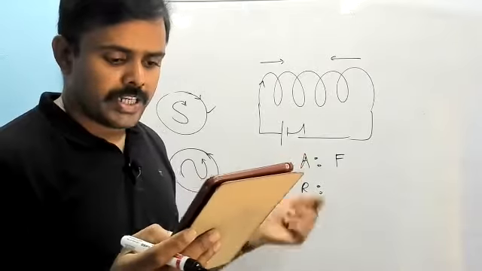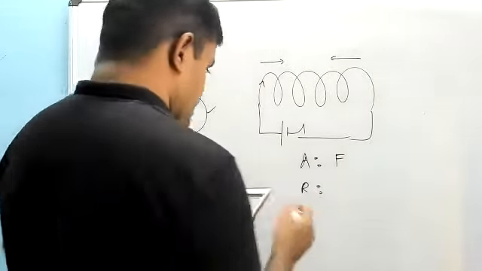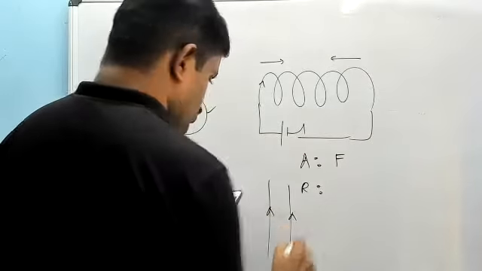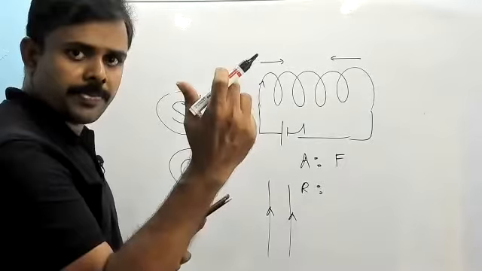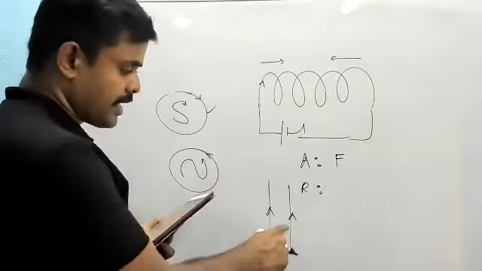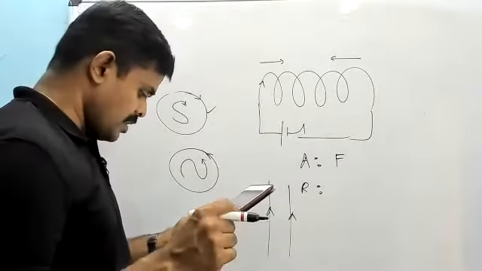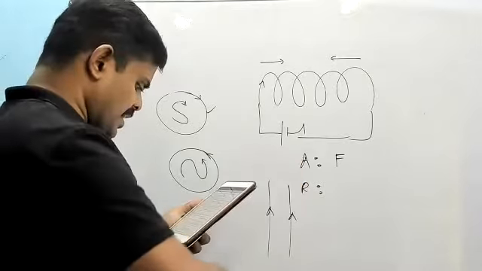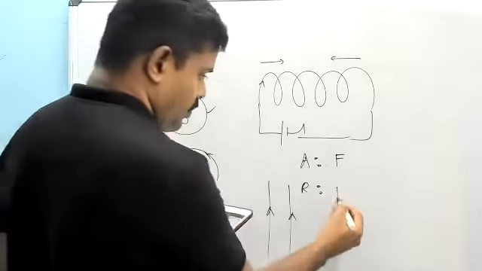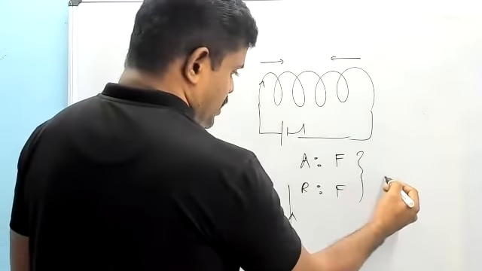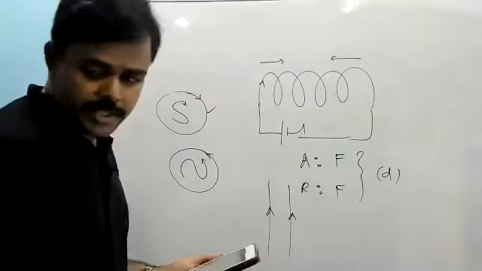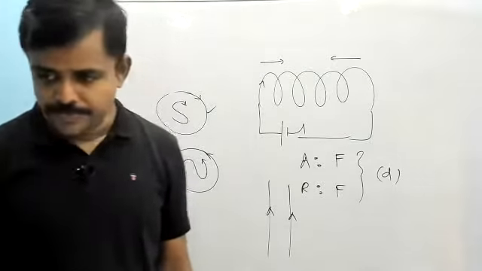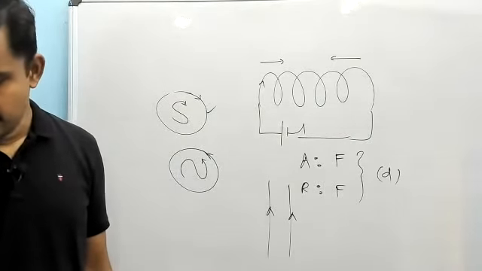Then the reason: two straight parallel wires carrying currents in the same direction. Same direction do what? Like charges repel, like poles repel, but like currents attract each other. What do they say? Two straight parallel metallic wires carrying currents in the same direction repel each other. That's false. So assertion is false, reason is false, answer is option D. Did you understand?